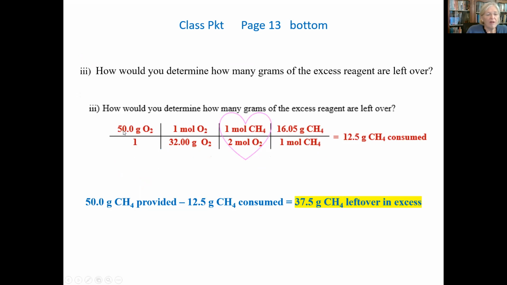And so the limiting reagent of 50 grams of oxygen would require 12.5 grams of methane to be consumed. You have 50 grams. And so if 12.5 grams would be consumed by using all of the limiting reagent, you can see that subtraction problem provides the amount of leftover methane when the reaction has gone to completion.